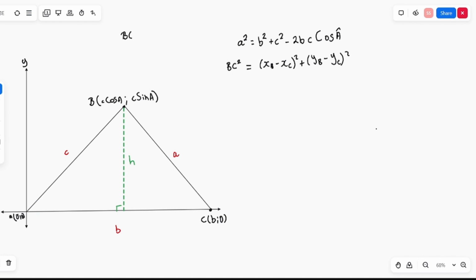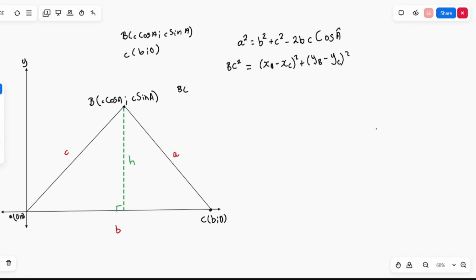After that, guys, I will urge you to just write the coordinates of B and C aside. Our coordinates of B are c cos A and c sin A, right? And then our coordinates for C are b and 0. If you don't understand how to find B, I will link our previous video on our screen right now so that you can get a broader understanding, right? Those are our coordinates.